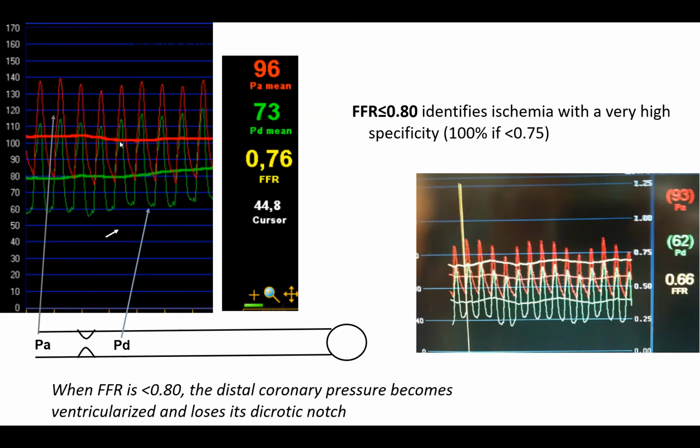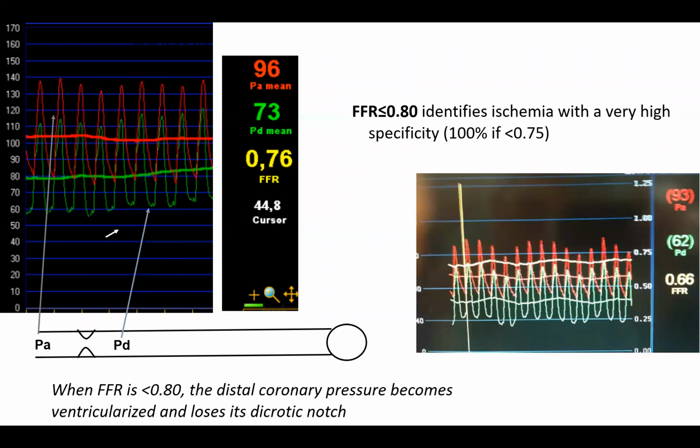Now, those are two illustrations of FFR. And you see here the PA in red, the aortic pressure, and the PD distal to the stenosis in green. The ratio of the means of those pressures under adenosine is FFR, which is low in those two cases. Now, very importantly, when FFR is less than 0.80, the distal green coronary pressure becomes ventricularized and loses its dicrotic notch. So you have to always look for that change in morphology, not just the ratio of numbers.